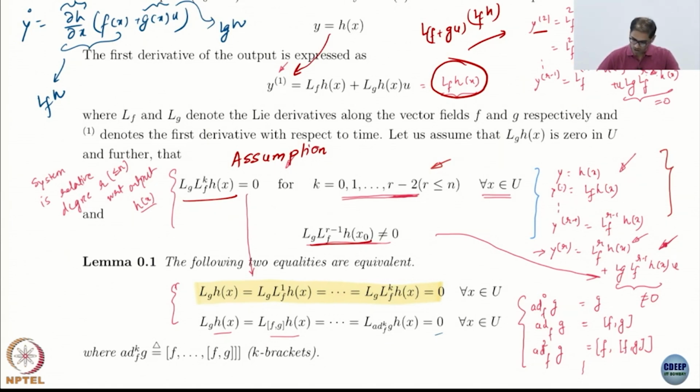So in order to get to this nice linear structure, we need a few equalities. That is, in order to verify that y equal to h, its derivative, its second derivative do form new coordinates, we need some equalities. The first one basically said that if you have these quantities to be 0, that is L_G h, L_G L_F h, L_G L_F squared h all the way to L_G L_F^k h to be 0, then it's equivalent to saying that L_G h, L_ad_F G h, all the way to L_ad_F^k G h is 0. These two are equivalent.